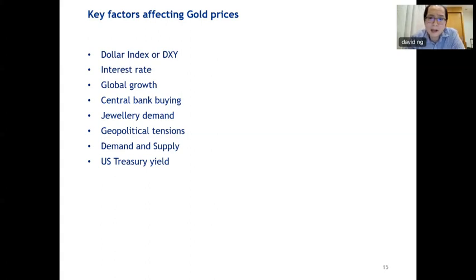Now, jewelry demand is another important factor to consider. Again, I think jewelry demand is quite stable year in, year out. You don't see one year where there's a sudden surge in demand for jewelry. It's just quite difficult for it to happen in that sense.